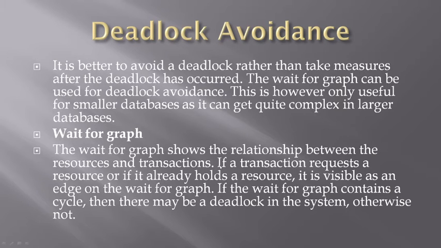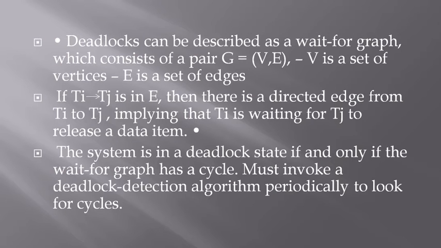The wait-for graph shows the relationship between the resources and the transactions. If a transaction requires a resource or already holds the resource, it is shown as an edge. That is, already holding means we represent it in the form of an edge on the wait-for graph. If the wait-for graph contains a cycle, there may be a deadlock in the system, otherwise not. So if the graph creates a cycle, it can often create a deadlock. So this is the wait-for graph definition.